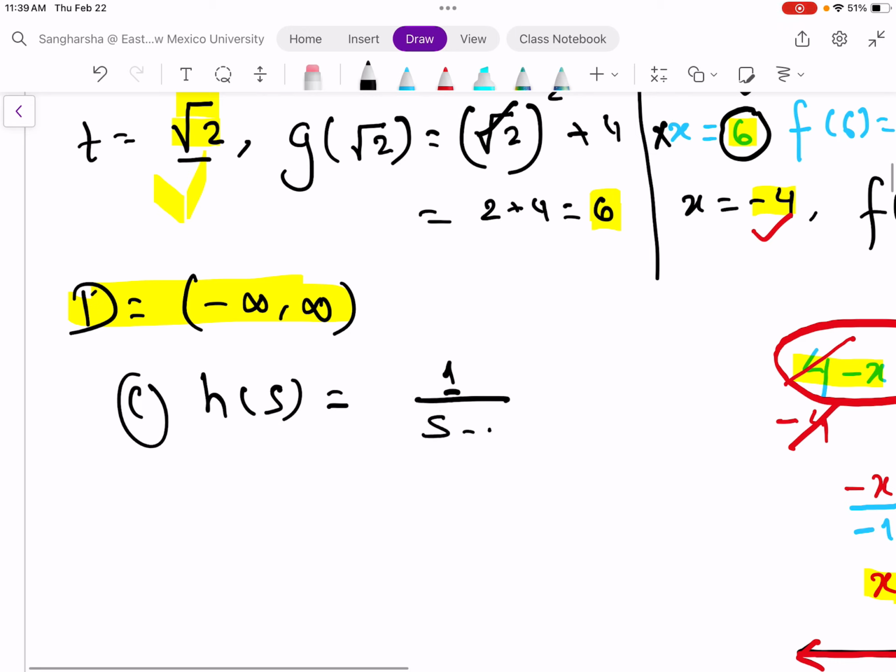What is this h? That's the name of our function, right? What is this s? That's the input, or our domain. s represents the domain here, and h of s is the range or output. This output is equal to 1 over s minus 1. We are asked to find the domain. Finding the domain means what kind of number you can choose for s. And the option is from negative infinity to positive infinity. So this is what we have.